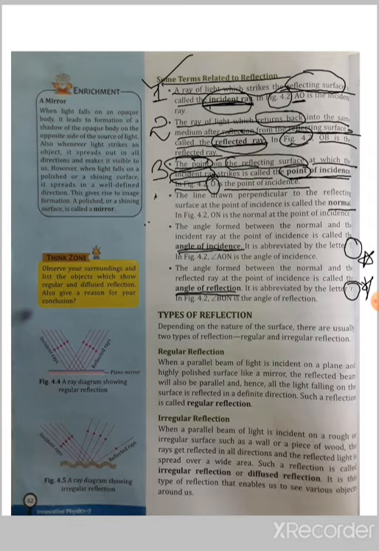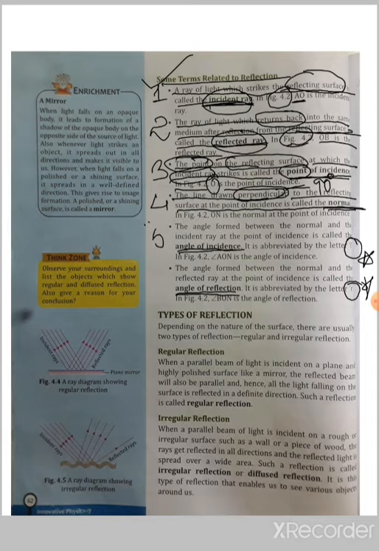Okay. Number 4, normal. Now what is normal? It is the line which is drawn perpendicular. Now what do you mean by perpendicular? Perpendicular means 90 degrees to the reflecting surface. Okay, the line drawn perpendicular to the reflecting surface at the point of incidence is called normal.